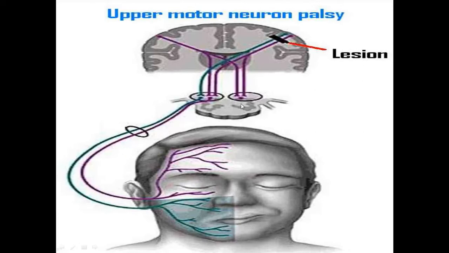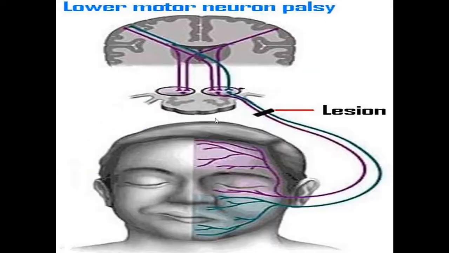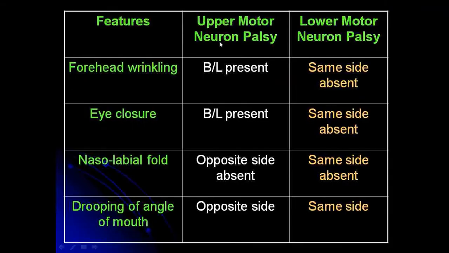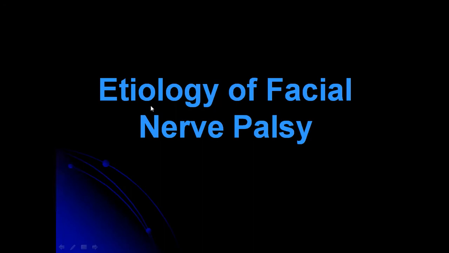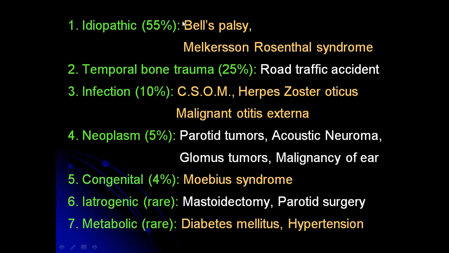So in upper motor neuron lesion, bilateral innervation is there. The nucleus of the facial nerve is innervated bilaterally. So opposite side, lower half of the face paralyzed. So left upper motor neuron lesion: opposite side, that is right side, lower half of the face. Lower motor neuron lesion: entire side, same half of the face paralyzed. Upper motor neuron on the right side: left side, lower half of the face paralyzed. Just remember like this. So upper motor neuron palsy, lower motor neuron palsy, I told you already. So for etiology of facial nerve palsy, idiopathic is the most important; Bell's palsy is the most important cause of it.